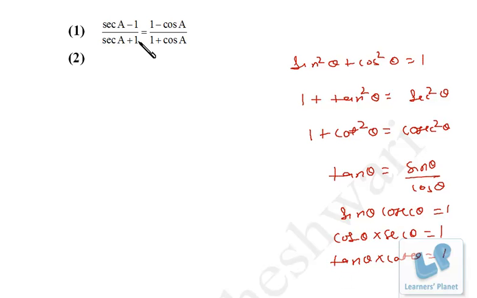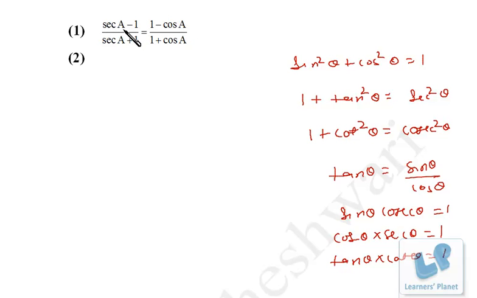Now let's take this first question. We have to prove that (sec A minus 1) by (sec A plus 1) is equal to (1 minus cos A) by (1 plus cos A). Now just see it carefully. On the left hand side you are given the relation in sec theta. On the right hand side you have to convert the relation into cos theta. That means sec theta is nowhere in the right hand side, and apart from cos A, no other trigonometric ratio is there. So simply what you can do, you just convert sec theta into cos theta.